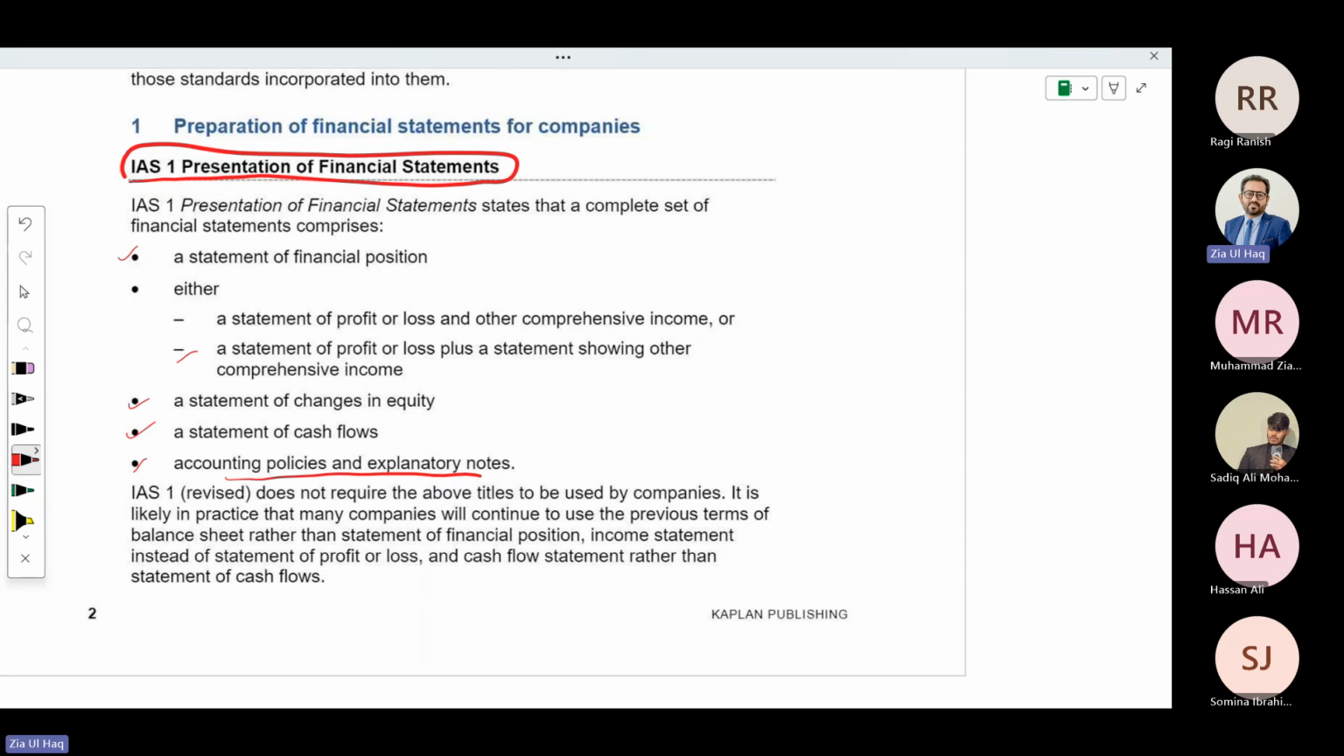If in previous year they are using the word balance sheet instead of statement of financial position, they can use that name. So it is likely in practice that many companies will continue to use the previous terms of balance sheet rather than statement of financial position, income statement instead of statement of profit and loss account, or cash flow statement rather than statement of cash flow. So companies can use their previous name for these components of financial statement.